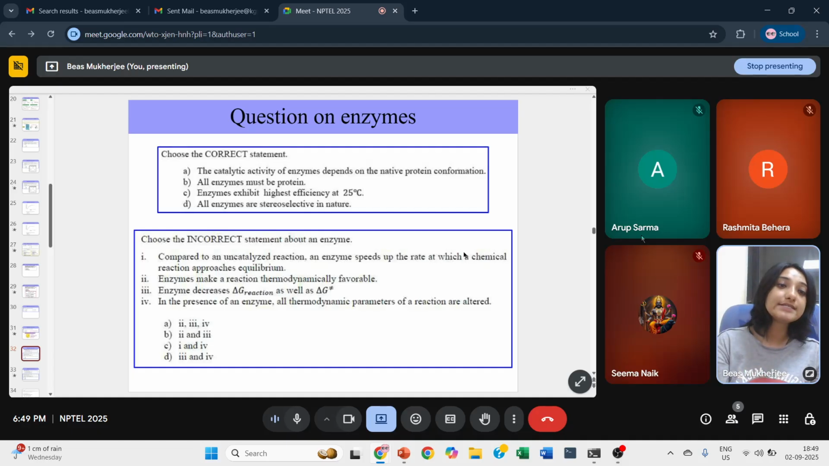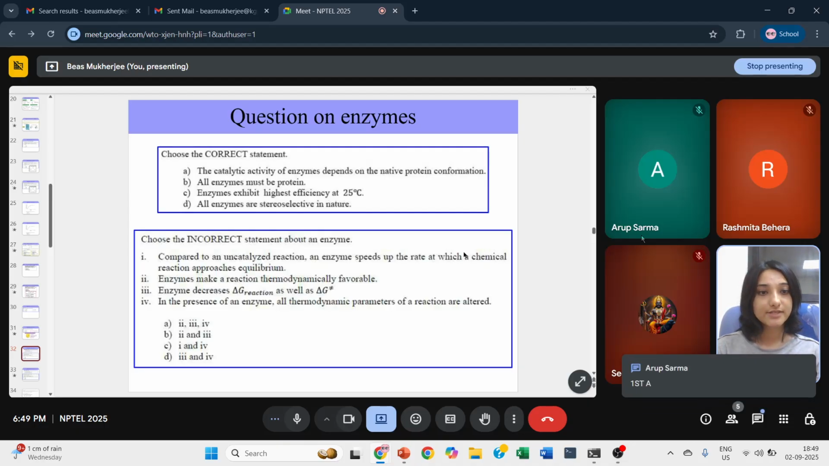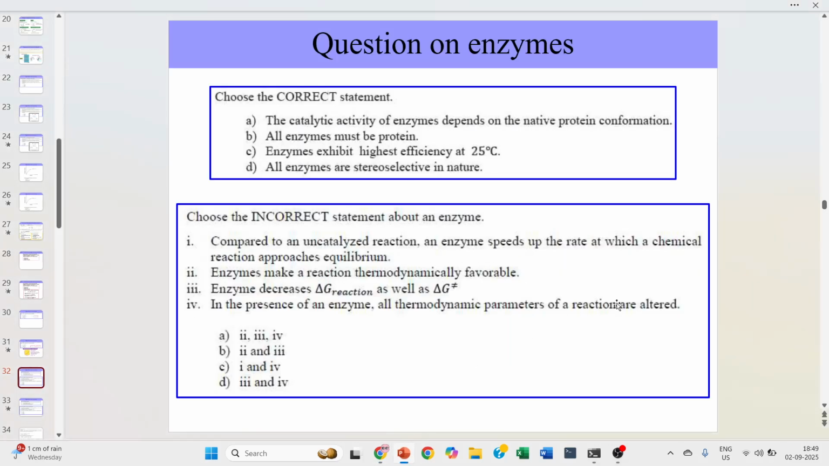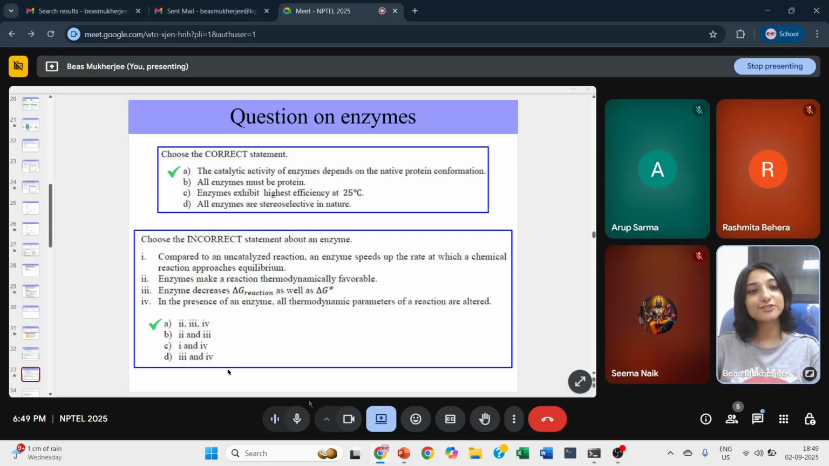So the first one is easy. First one you should be able to do. So the first one is A. That is correct. Yes. So for the first one, it is A. And for the second one also, the answer is actually A.